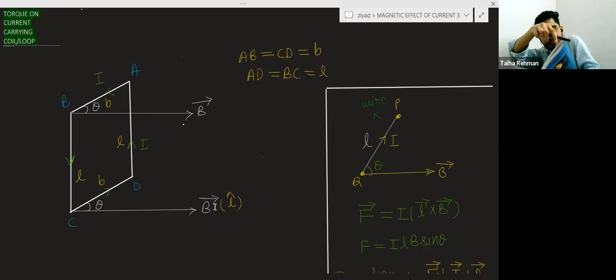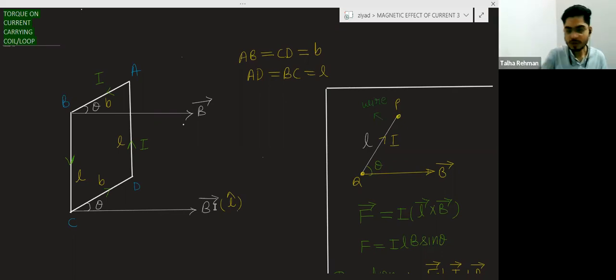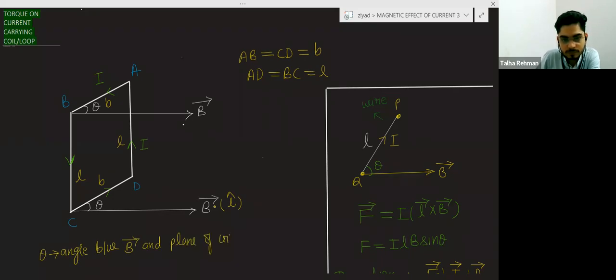And this angle is theta. Theta is the angle between the magnetic field and the plane of the coil. So I am writing it. What is theta? B represents the magnetic field, and the plane of the coil.